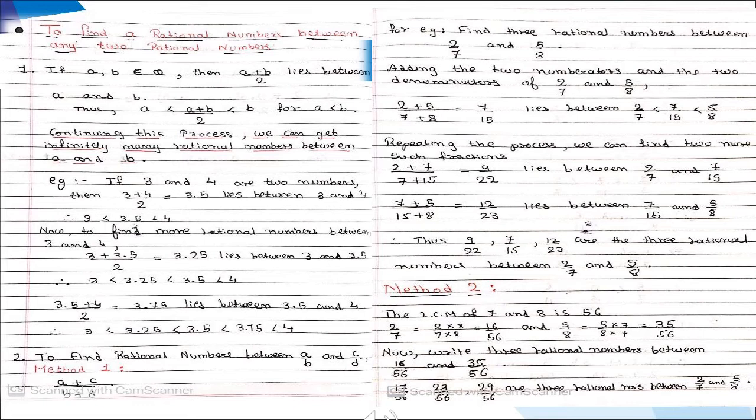And the second method, again with the same question, is the LCM method. What you can do, student, is make the denominators of the fractions the same. So again the same example, 2 upon 7 and 5 upon 8. The LCM of 7 and 8 is 56. You know very well how to calculate LCM. Calculate the LCM and check.